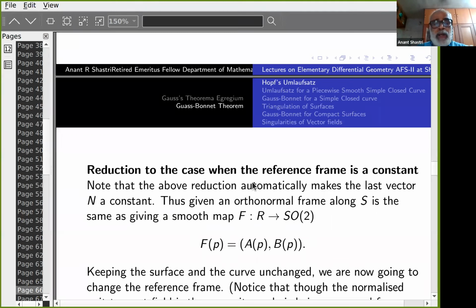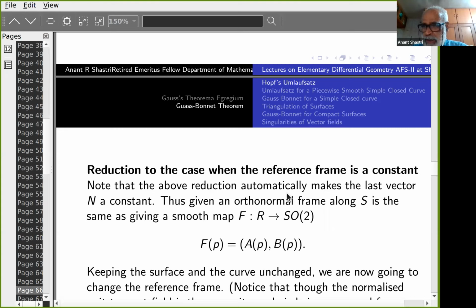Okay, so coming back to the case when I reduce it to the constant frame itself, so that there is absolutely no confusion. Reduction to the case when the reference frame is a constant. What we have got is that the normal vector is a constant, because now the surface is a plane. So only the first two are changing, so we don't have to worry about the 3-dimensional case.